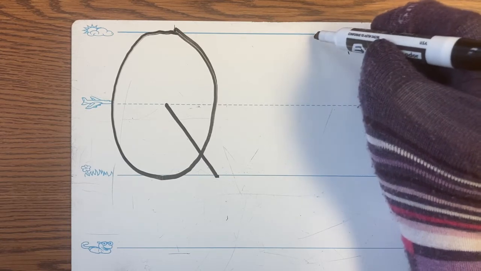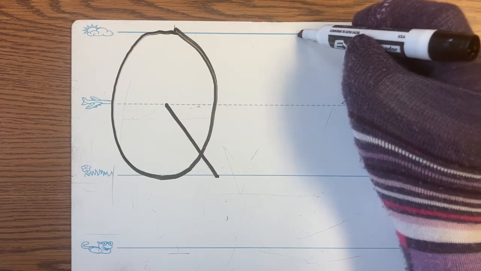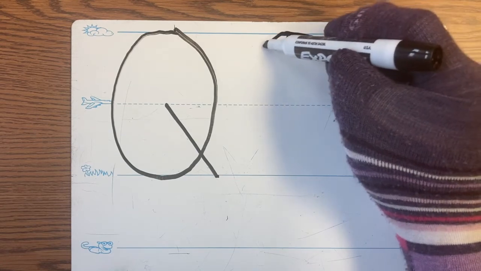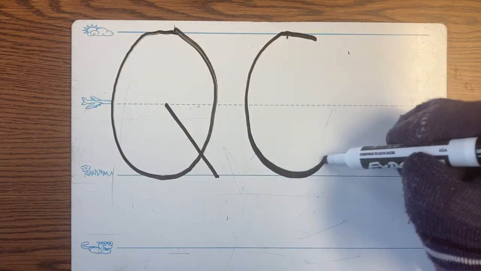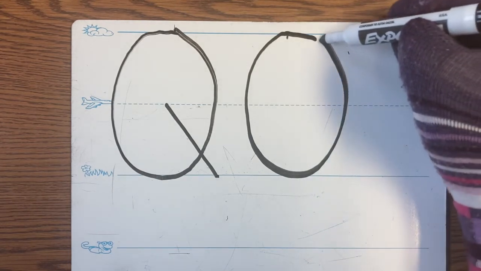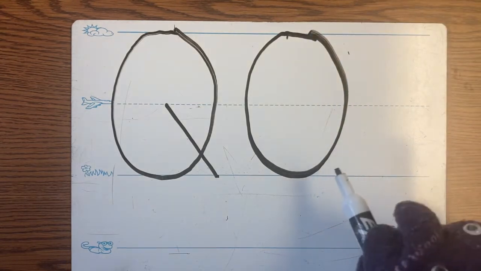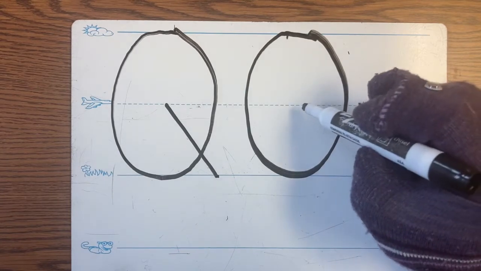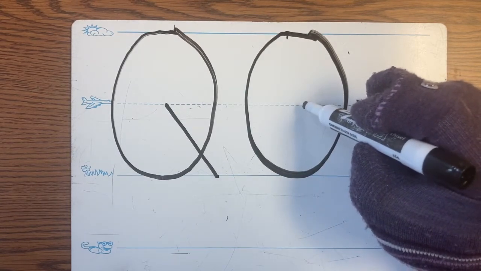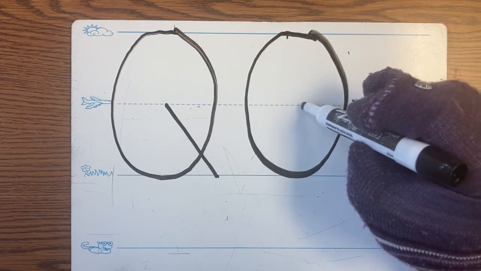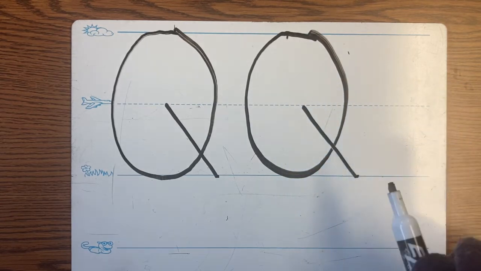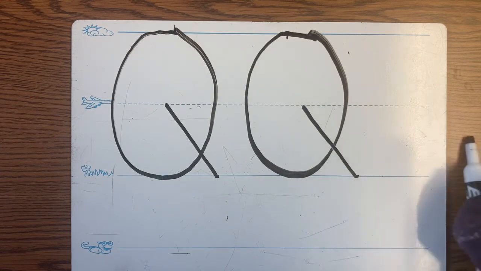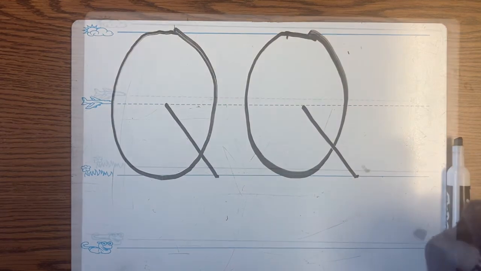Okay, so we're gonna start on the skyline, stay on the skyline, and start curving down, touch the grass line, make that letter O, and then all we've got to do is make our sliding little stem from the plane line down to the grass line. Okay, great job. Let's erase these and we'll do two more.